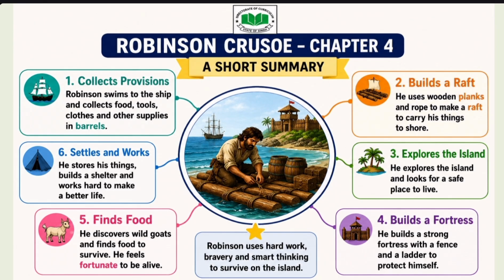He explores the island and looks for a safe place to live. He builds a strong fortress with a fence and a ladder to protect himself. He discovers wild goats and finds food to survive. He feels fortunate to be alive. He stores his things, builds a shelter, and works hard to make a better life. We observe that Robinson uses hard work, bravery, and smart thinking to survive on the island.